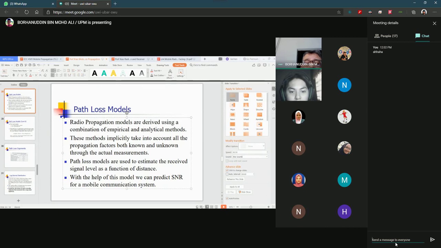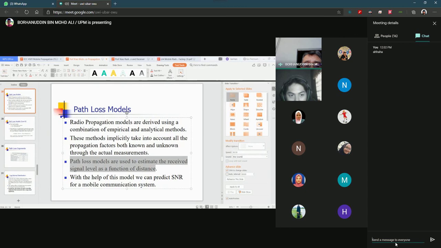And then analytical. With all this data, they can process it and match it with the closest mathematical or statistical model that fits the data. This method implicitly takes into account all the propagation factors, both known and unknown, through actual measurement, because there are other factors that an analytical model cannot actually factor in. So they have to do this because it captures everything, actual measurement. You cannot depend entirely on a mathematical model unless you have done all the actual measurement.